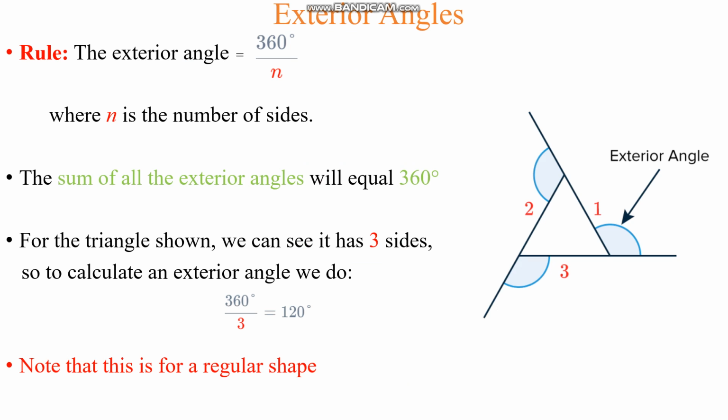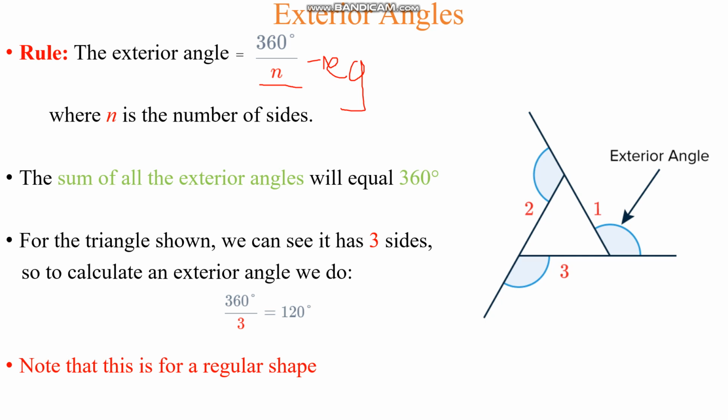So now we're going to look at exterior angles. The rule that you need to remember is that for a regular polygon, a regular shape, the exterior angle is given by the formula 360 divided by n, where n is the number of sides. So kindly note, this is for a regular polygon only. It doesn't apply to irregular polygons.